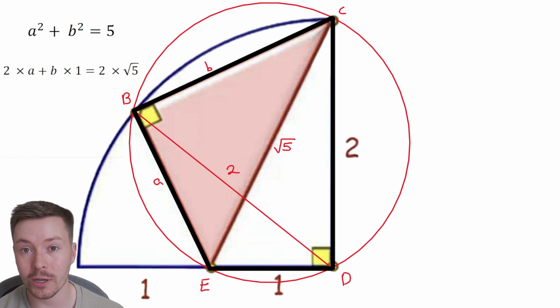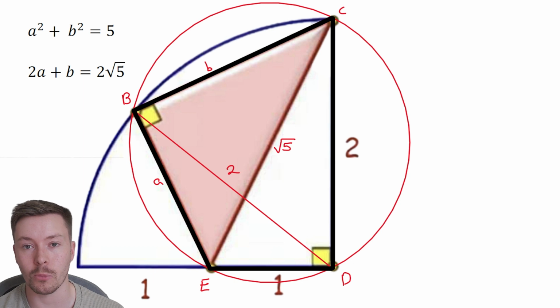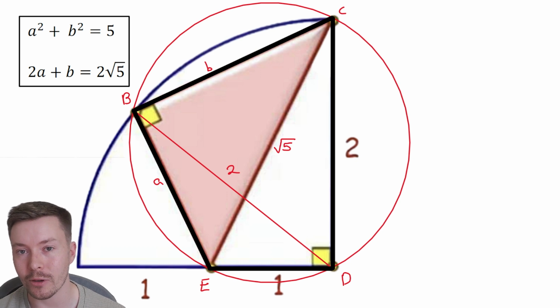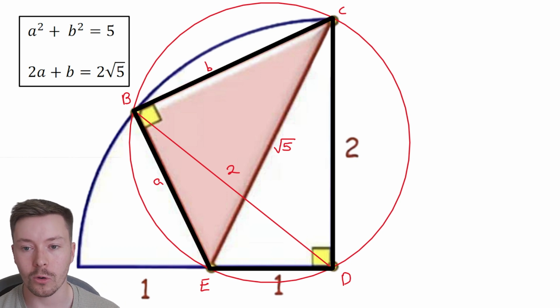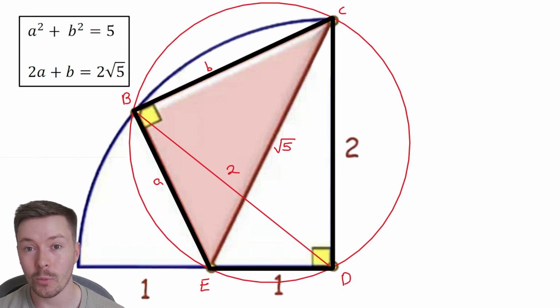I'm going to simplify that equation to make it a little bit easier to see and more useful. 2a plus b is equal to 2 root 5. Now at this point, I've got two equations with two variables which I can now solve. So it's just about how we go about solving them.